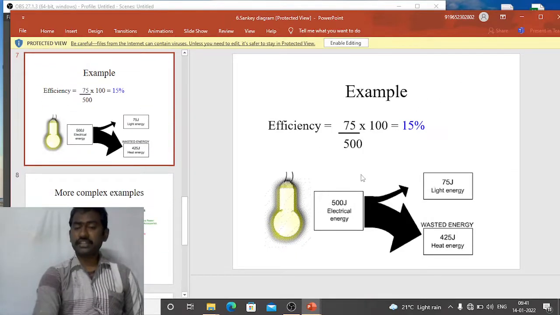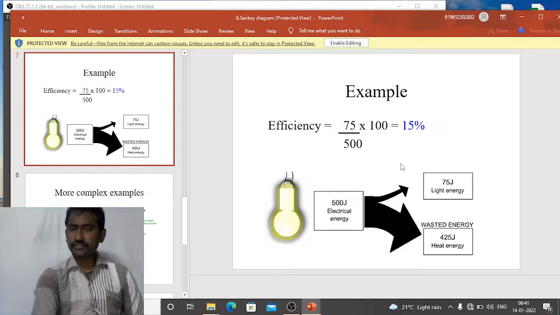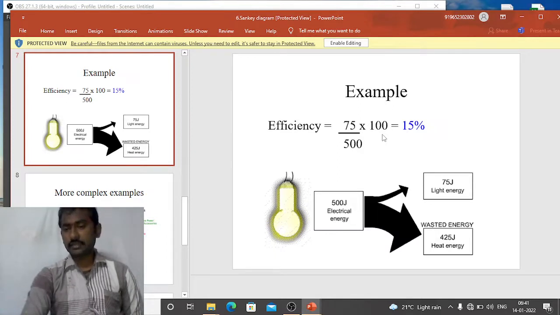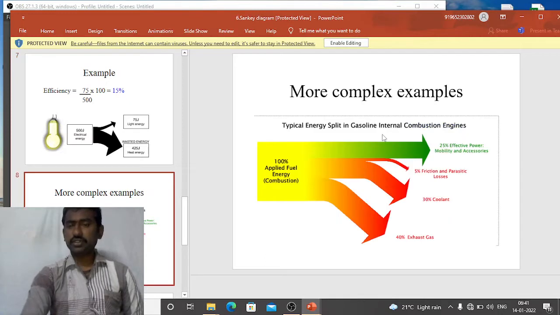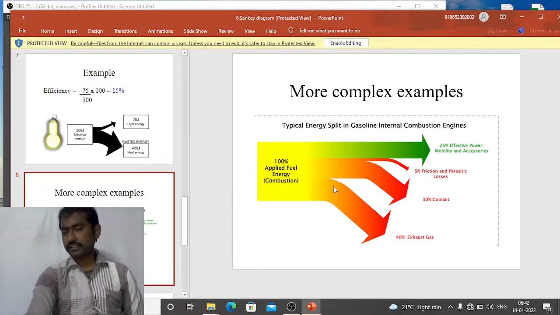Then the efficiency is equal to 75 divided by 500 into 100. That means 15% of energy will be useful energy, and the remaining 85% of energy is the wasted energy. So, more complex examples: typical energy splits in gasoline internal combustion engines. For different engines, the Sankey diagrams look like this.